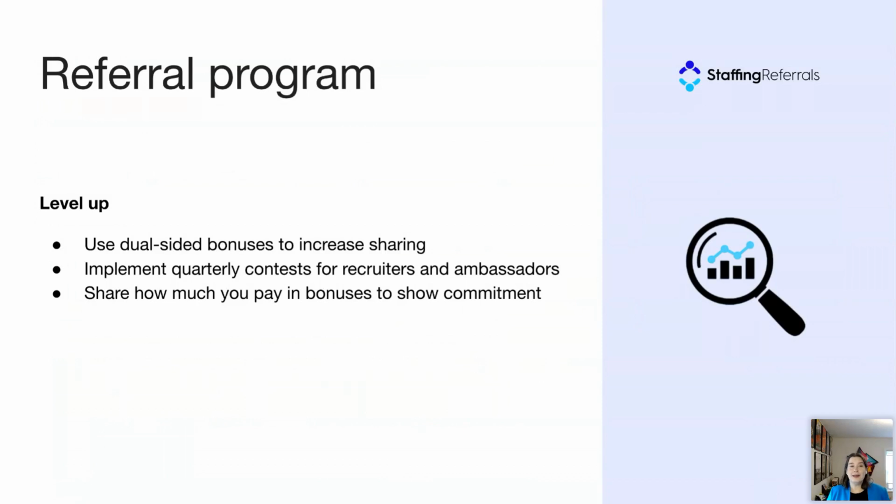First, use dual-sided bonuses to increase sharing. So most agencies offer a single-sided bonus where just the ambassador gets the bonus. A dual-sided referral program is the type popularized by Uber and Airbnb, where both the ambassador and their friend get the bonus. So in staffing, this means you give a bonus both to the ambassador and to the candidate that they send your way. And we highly recommend this.